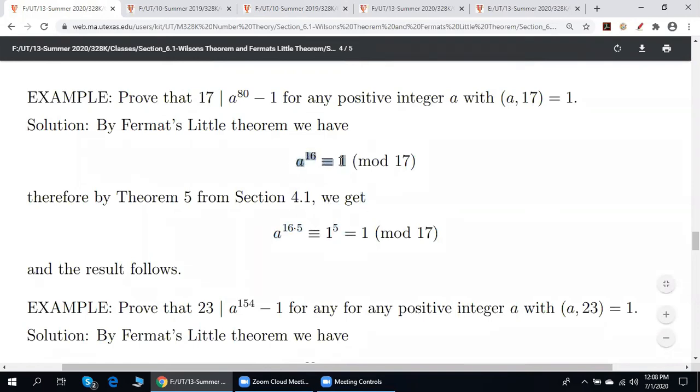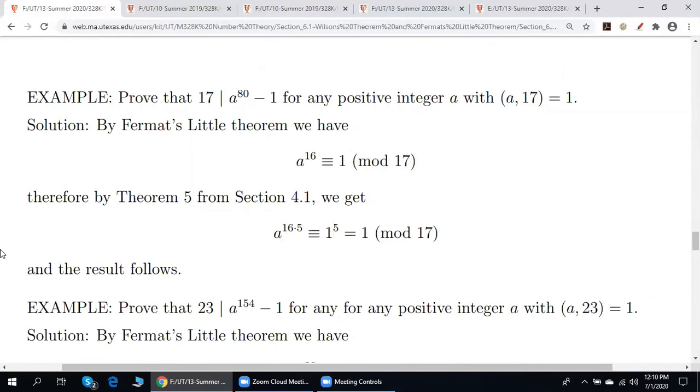We raise both sides to the 5th power. 16 times 5 is 80. 1 to the 5th power is 1. So this is congruent to this modulo 17, which means 17 divides a to the 80th power minus 1. We are done. Folks, any questions here? Why is it significant to state that a and 17 are relatively prime? Another excellent question. Remember, in order to prove this, we have to use Fermat's little theorem.